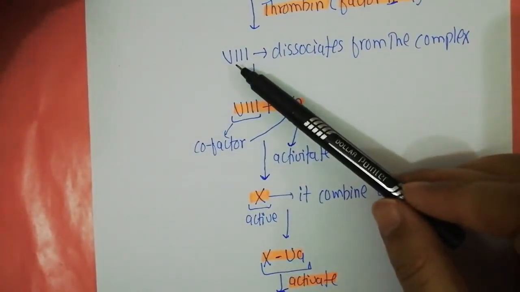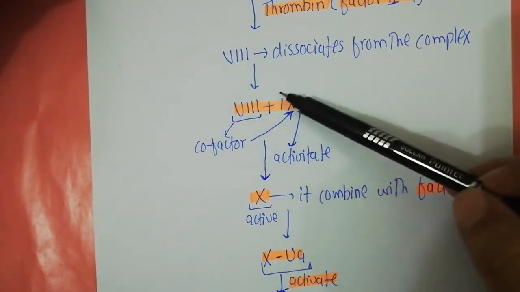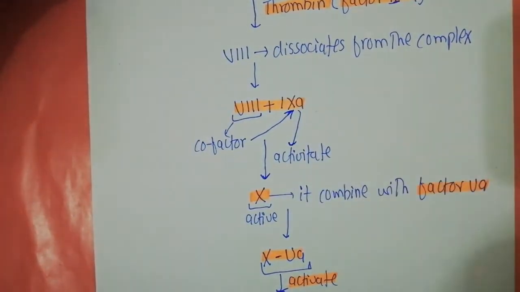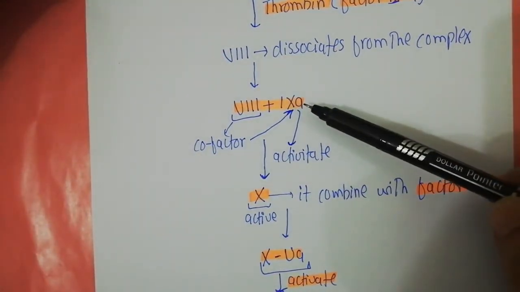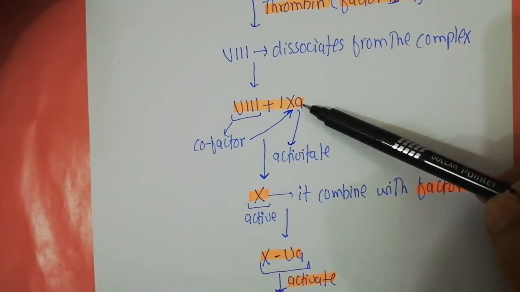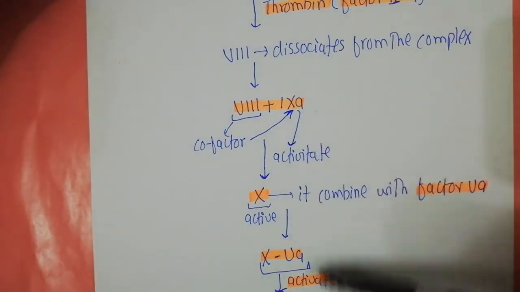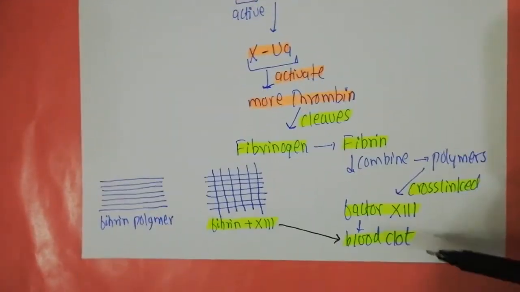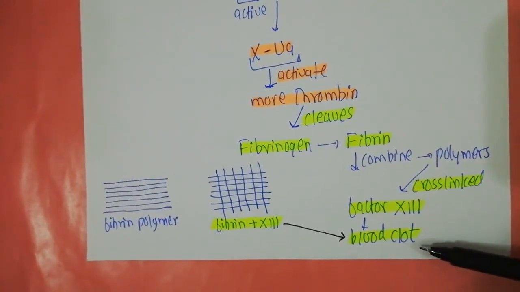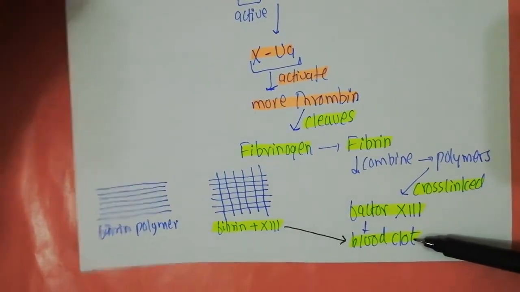So in fact, in hemophilia A, there is a deficiency of factor 8, thereby affecting the whole process of blood clotting. When you talk about hemophilia B, there is a deficiency of factor 9, and when there is a deficiency in factor 9, that means all of the process below it is going to be compromised, and in the end there will be a problem in the formation of the blood clot.